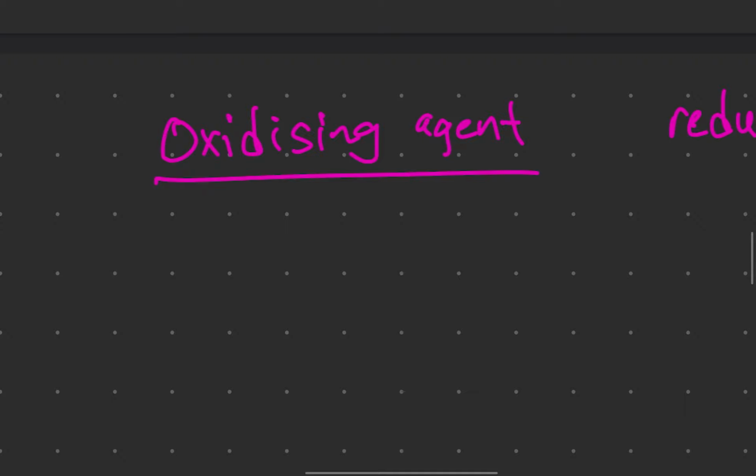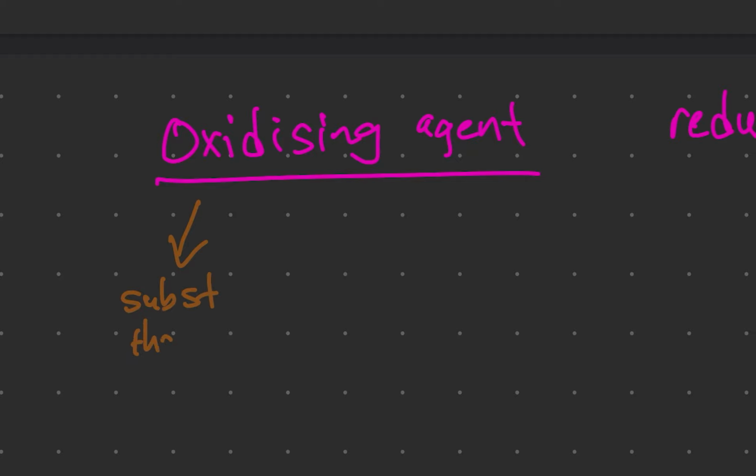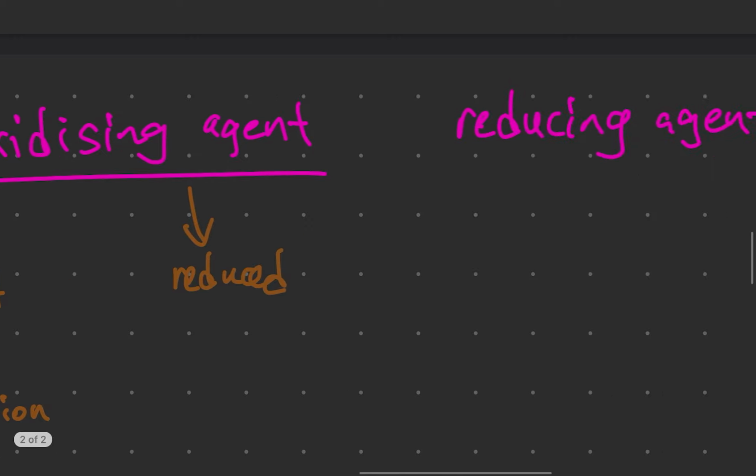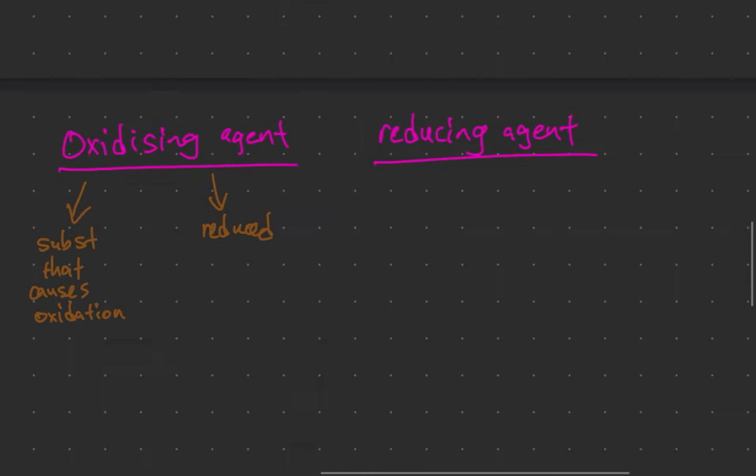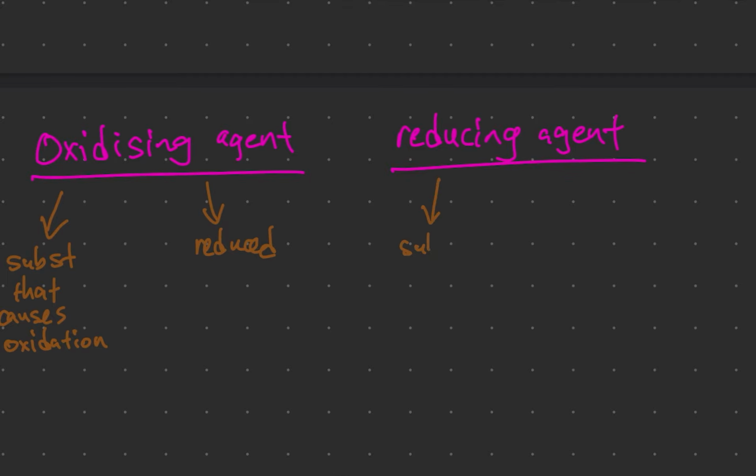So basically, an oxidizing agent is a substance that causes oxidation, but it itself will get reduced. And for reducing agent, you can guess it. It's basically the opposite. It's a substance that causes reduction, but it itself is oxidized.